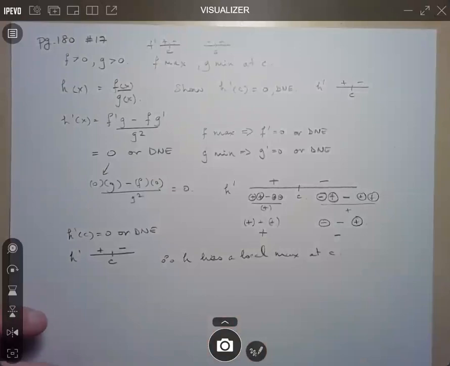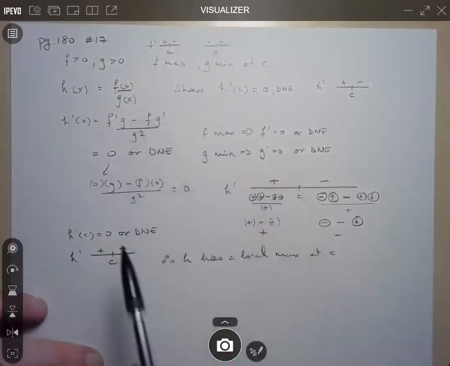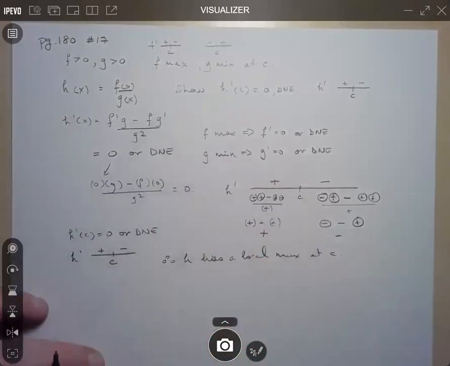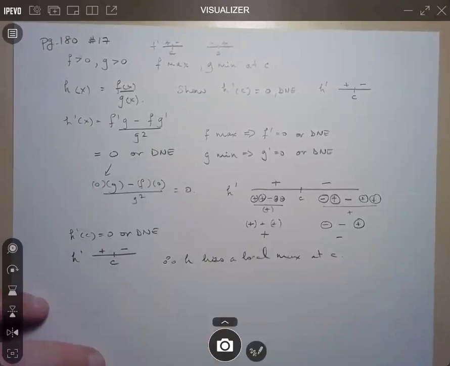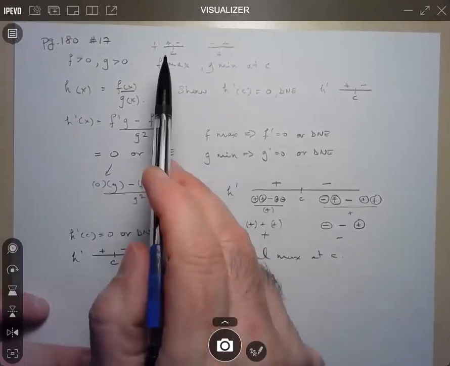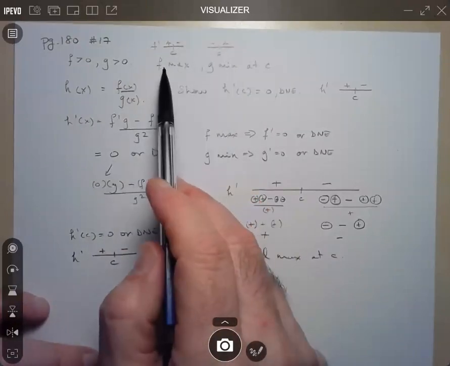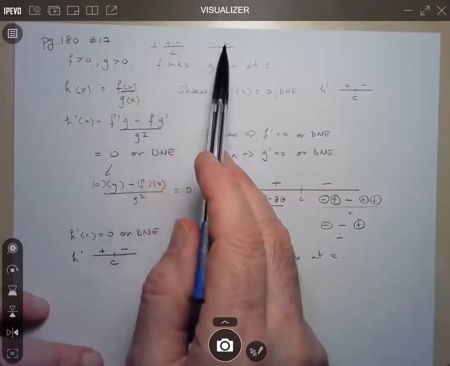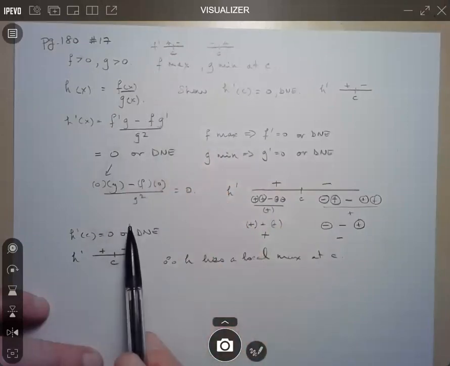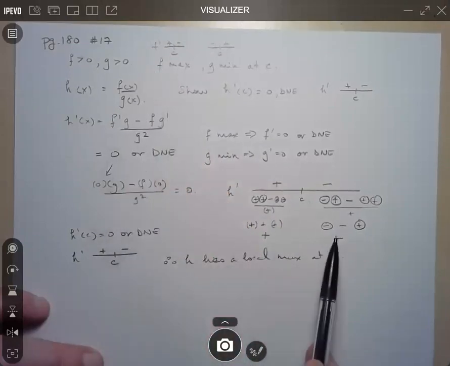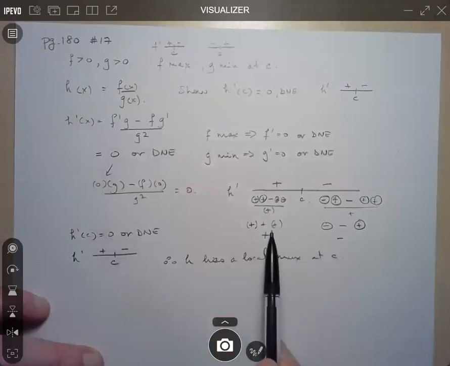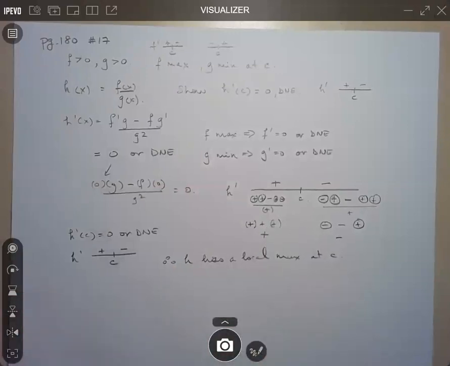Okay. And what we see here is a much more involved version of some of the other questions that we've solved. But it's about understanding what it means for F and G to have maxima and minima and how their behavior changes around C, and then applying that to how F over G behaves to the left and to the right of C. Okay, so nice question.